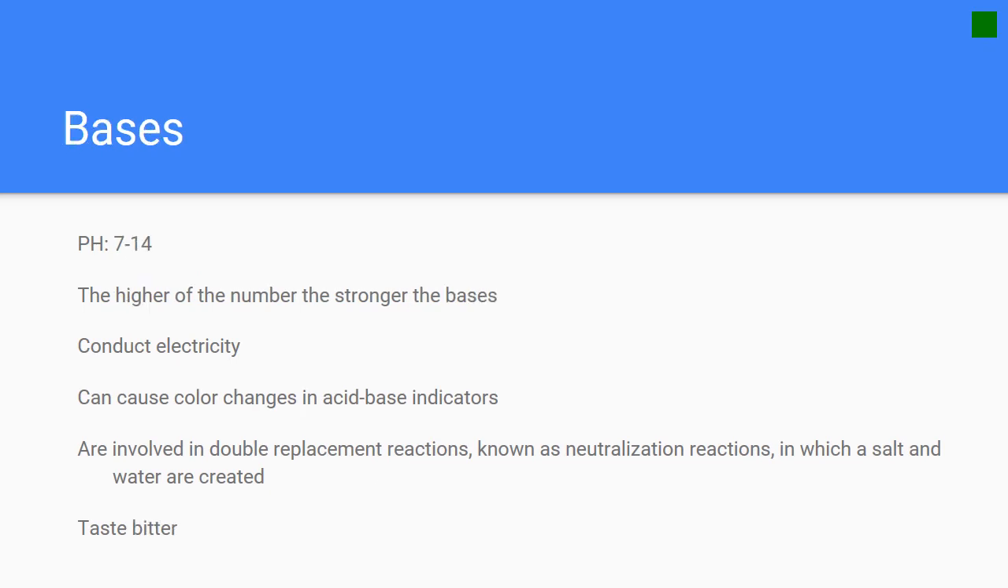Bases, as opposed to acids, have a pH range from 7 to 14. The higher the number is, the more basic the solution is. It is also a great conductor of electricity. It can cause color changes in acid-base indicators depending on how strong of a base it is, and they are involved in double replacement reactions, which are also known as neutralization reactions, in which a salt and water are created. Also, if you were to ever taste a base, they taste bitter.